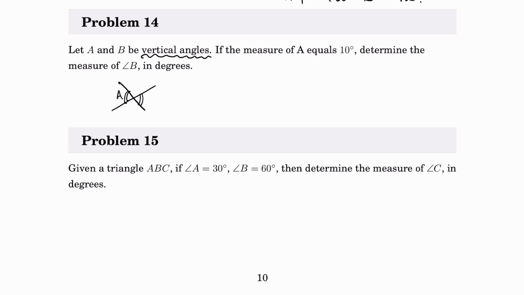So if I call this A and B, then the measure of A apparently equals measure of B according to VAP, the vertical angle postulate. So measure of A equals 10 though. So the measure of B apparently becomes 10 as well by translation property, or you can call this the transitive property or substitution property. Yes, so the answer becomes 10. All right, so let's move on to number 15.